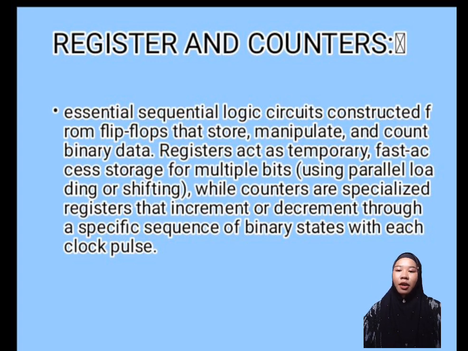So they manipulate and account for binary data. Registers act as temporary fast access storage for manipulating bits using parallel loading or shifting. Meanwhile, counters are specialized registers that increment or decrement, tracking a specific sequence of binary states with each clock pulse.